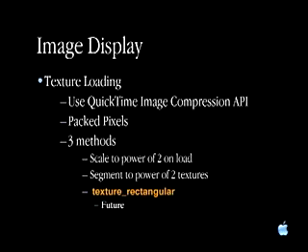First, let's talk about image display. One of the key things here is how to load textures, how to get any image you want into your system. We're going to use a QuickTime image compression API. It's a great API for loading images. You can bring up a Nav Services dialog and select any image you want. Use QuickTime to load it. You don't have to worry about whether it was a BMP, a TIFF, a PICT, a JPEG, whatever. It'll load it for you. It'll put it in a buffer you can use.